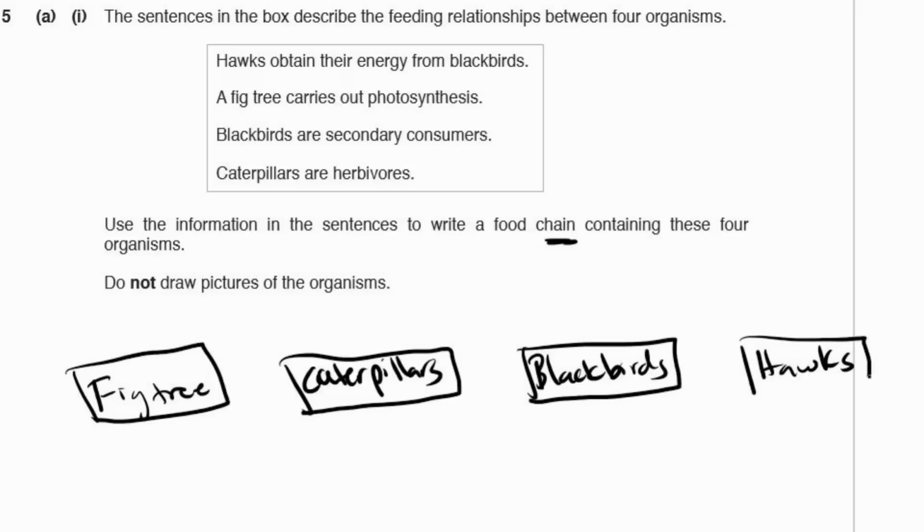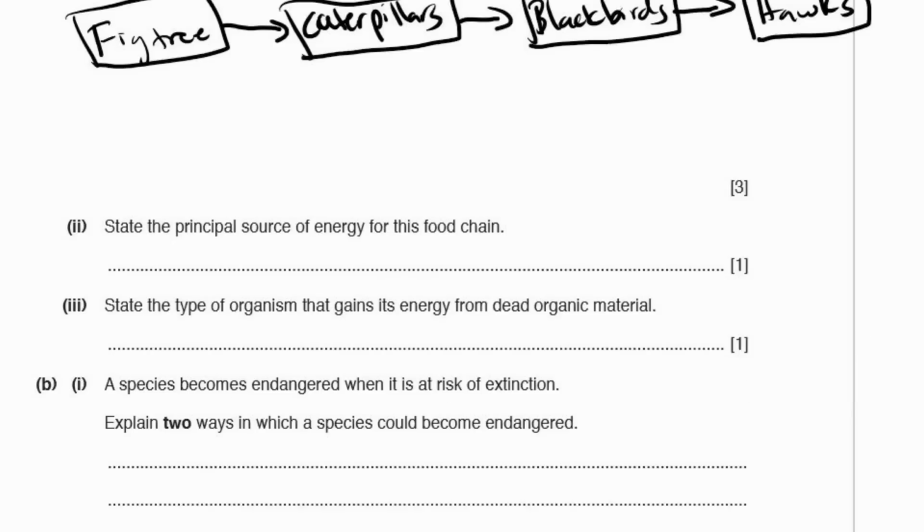Now, which way do the arrows point? The arrows point in the direction the energy is going. So it starts off at the fig tree and goes towards the caterpillars. Then goes towards the blackbirds. Then it goes towards the hawks. All right, there you go. That's it. 2. State the principal source of energy for this food chain.